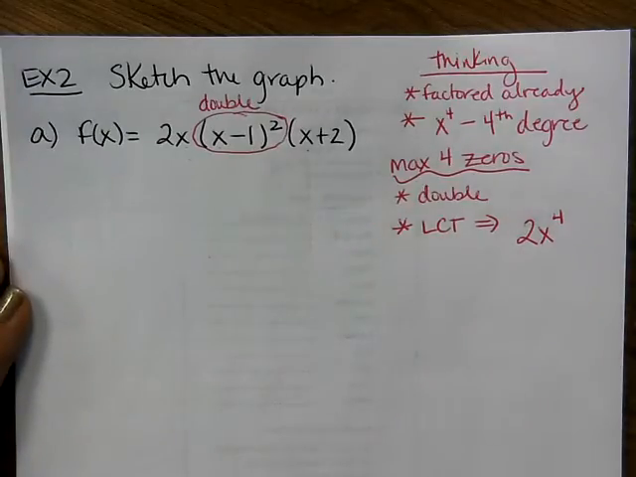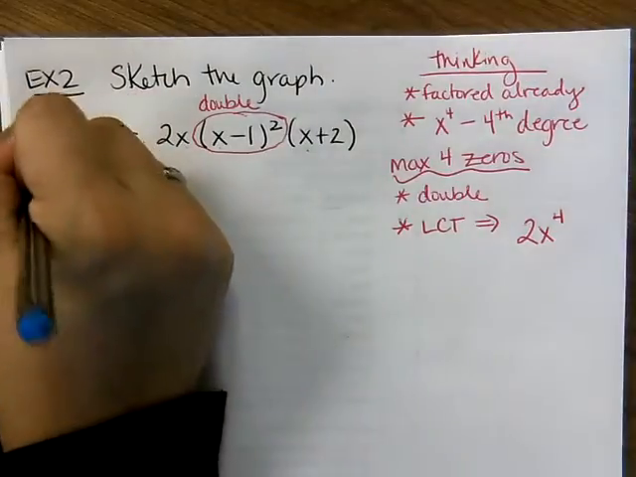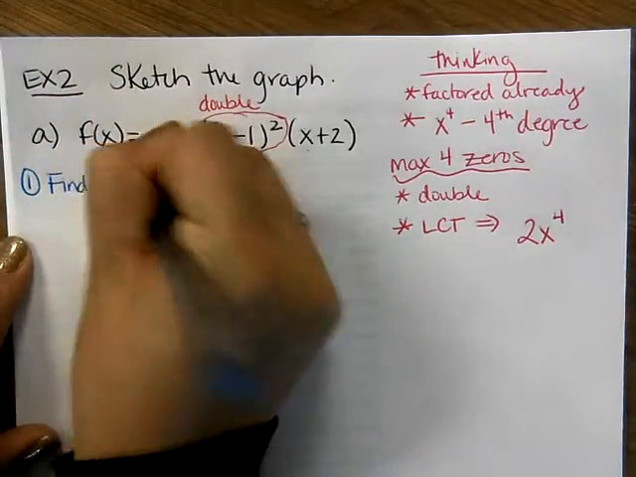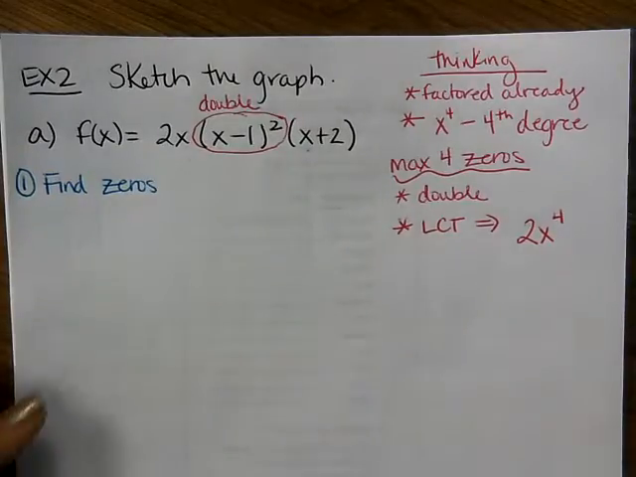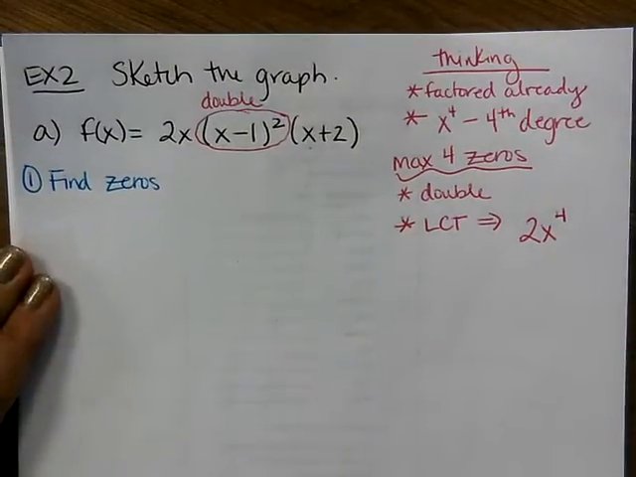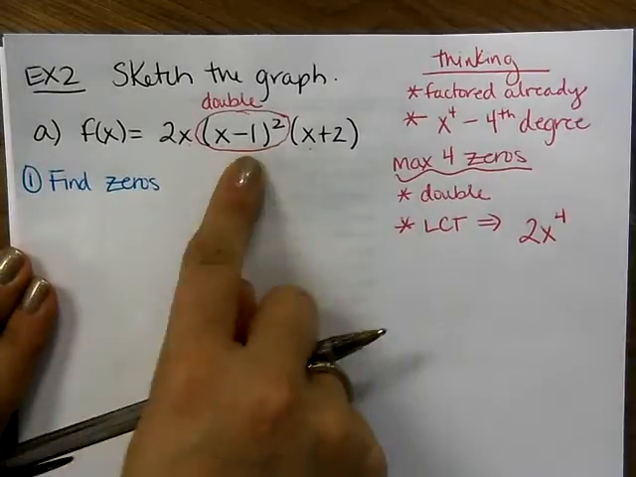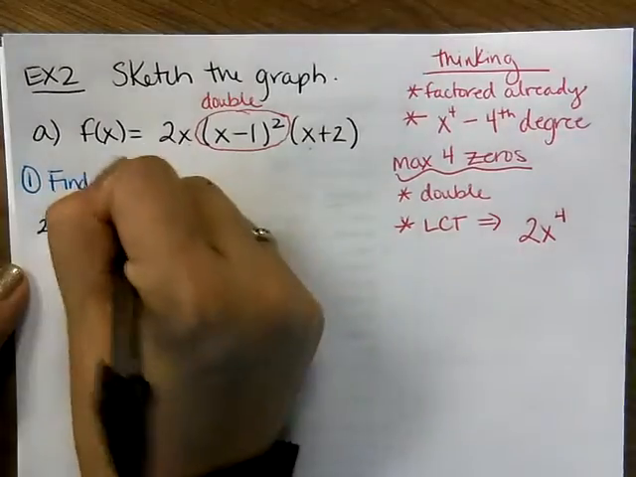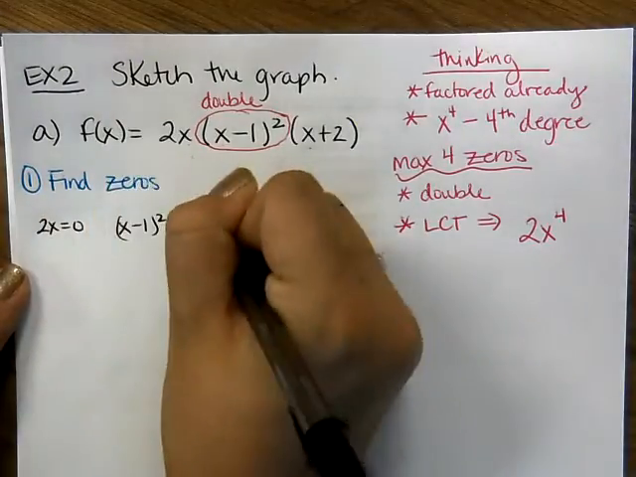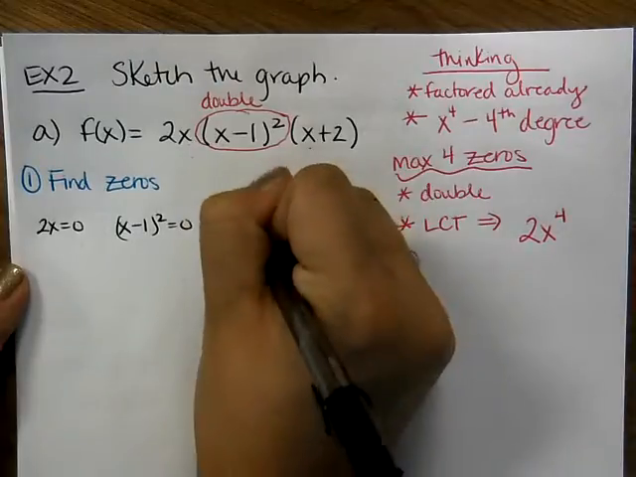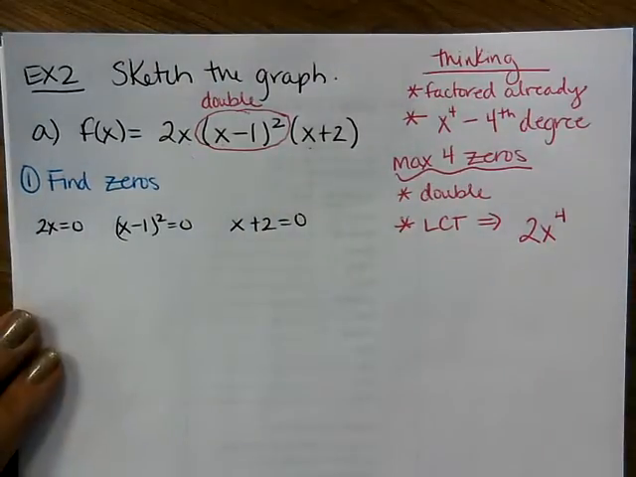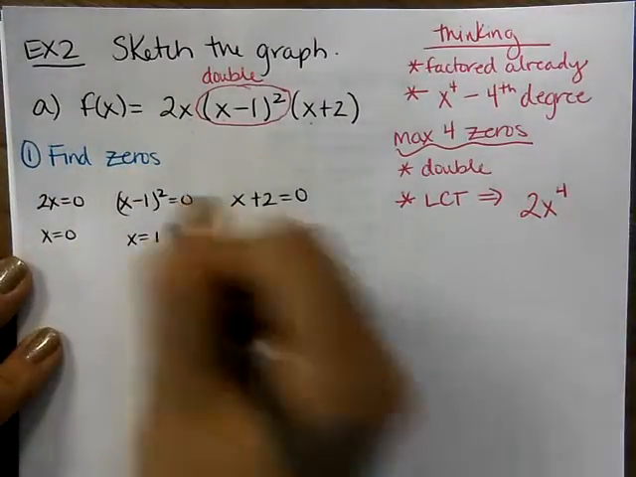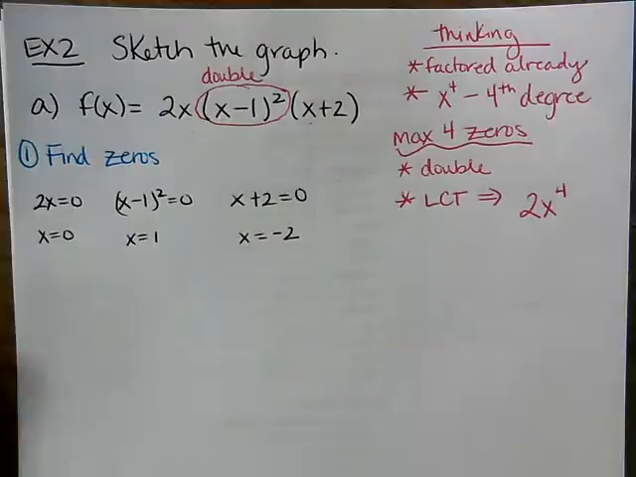All right, so here's the steps. Step 1, you're going to find the zeros first. Okay, so to find the zeros, normally I would have to factor. I don't have to do that here, though. They're already set up, and I can just use the zero product property and find them. So I have 2x equals 0. I have (x minus 1) squared equals 0. And I have x plus 2 equals 0. And then you just use the zero product property. So I get x equals 0, x equals 1, and x equals negative 2.